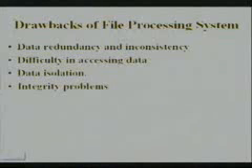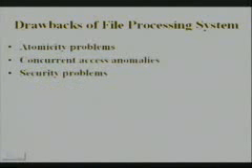What are the drawbacks now? First is called data redundancy and inconsistency, number one. We'll talk about each one in detail. The second one is called difficulty in accessing data. The third is called data isolation. The fourth, the integrity problem. Let's list some more problems: the atomicity problems, concurrent access anomalies, and finally we have the security problem. So these are the 6 or 7 problems which we have with the file processing systems. Let's talk about each one in detail.